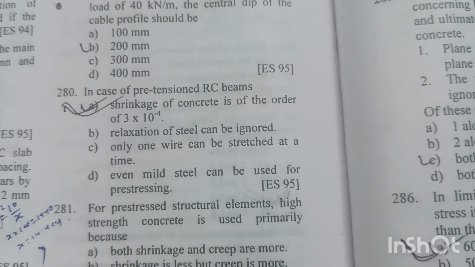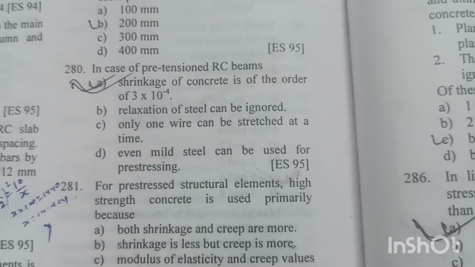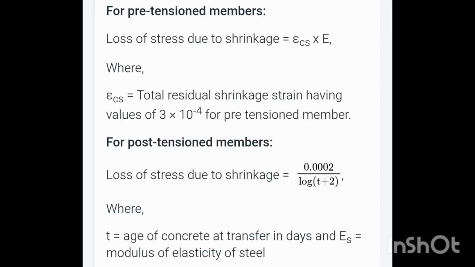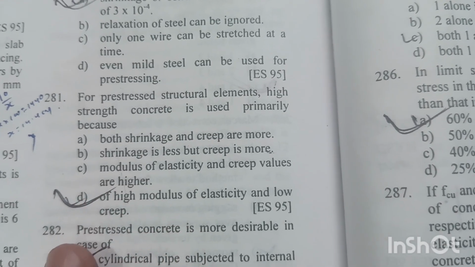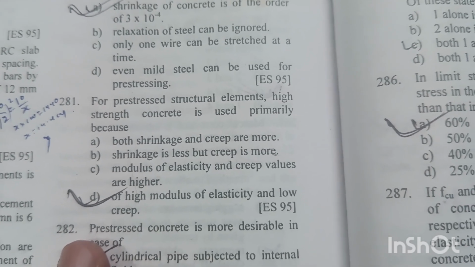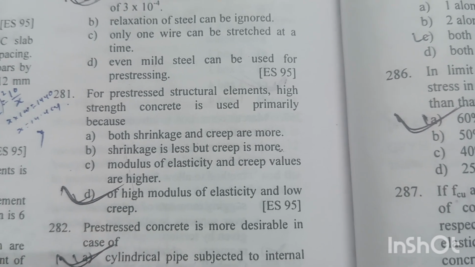Question number 280. In case of pre-tension RCC beam, shrinkage of concrete is of the order of 3 into 10 to the power minus 4. Option A is the right answer. Question number 281. For pre-stressed structural elements, high strength concrete is used primarily because of high modulus of elasticity and low creep. Option D is the right answer.